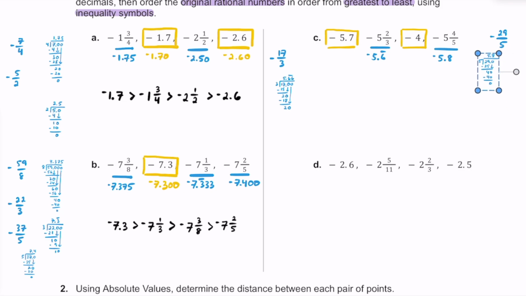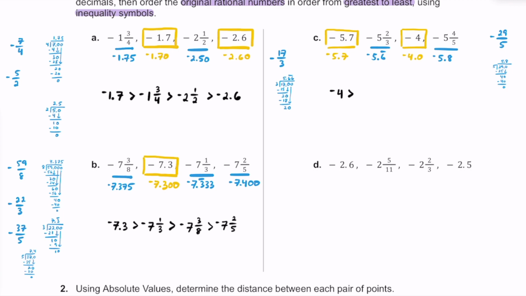And this we can also just get some more space here, right? So if we look at this negative 5.7, that is already good to go. Then we have this negative 4. I'm just going to write negative 4.0 just so everything's a decimal here. Out of all these, which one is the biggest? I think it's going to be negative 4, right? That's the least negative value.